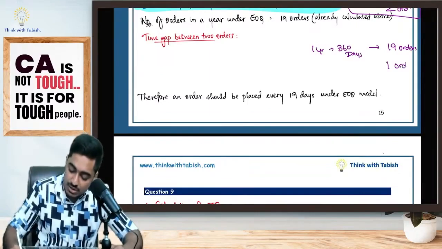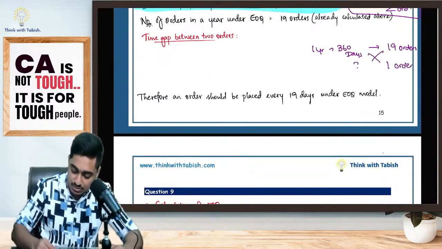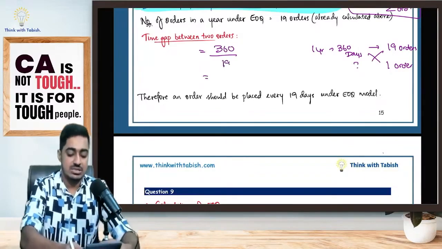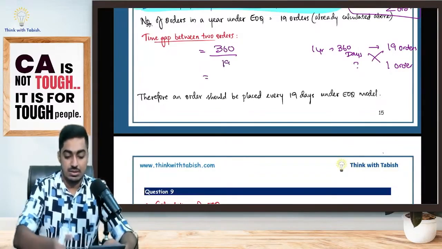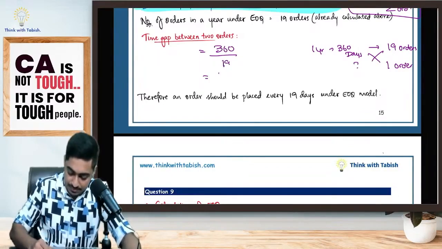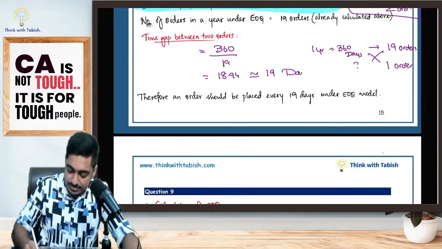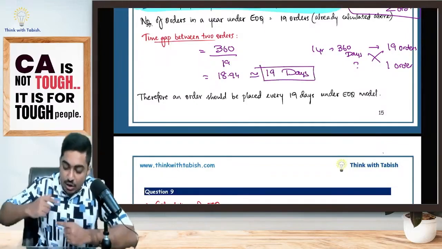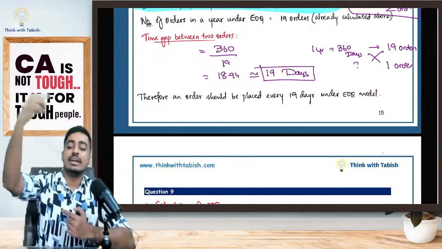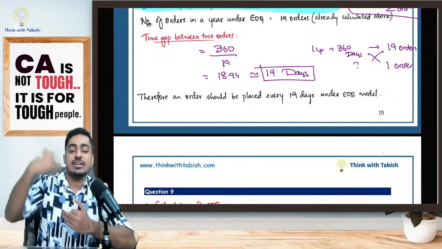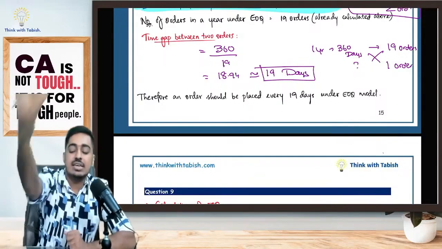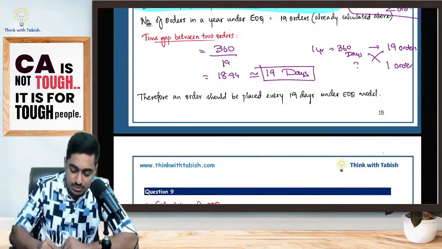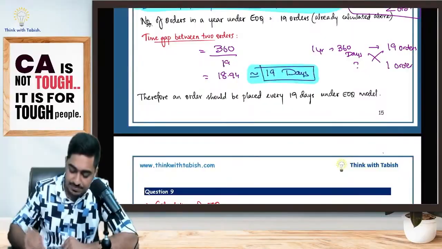That means for every order, in how many days am I placing, students? It is 360 divided by 19. How much is it? Is it 18.94? That means, can I tell 19 days? Yes or no, everyone? That means I am placing an order after every 19 days. Today I have placed an order. After 19 days, again I will place an order. After 19 days, again I will place an order. So on and so forth. Is this clear, everyone?